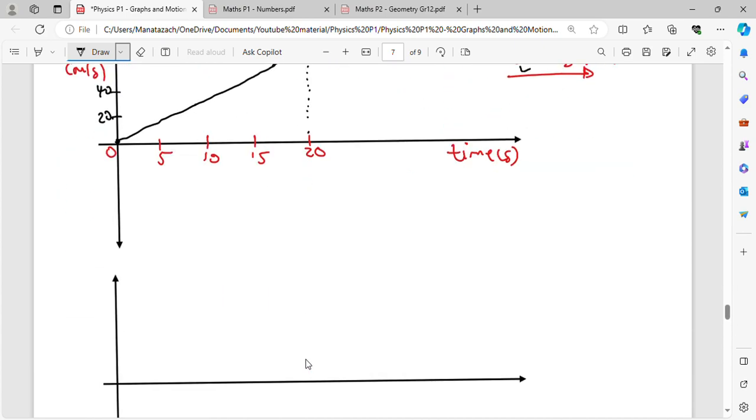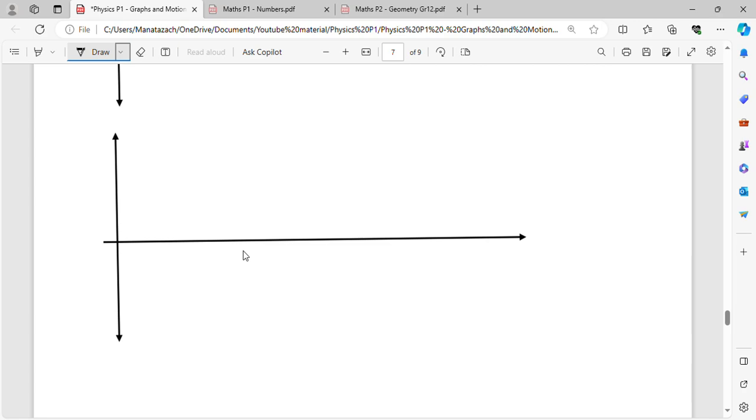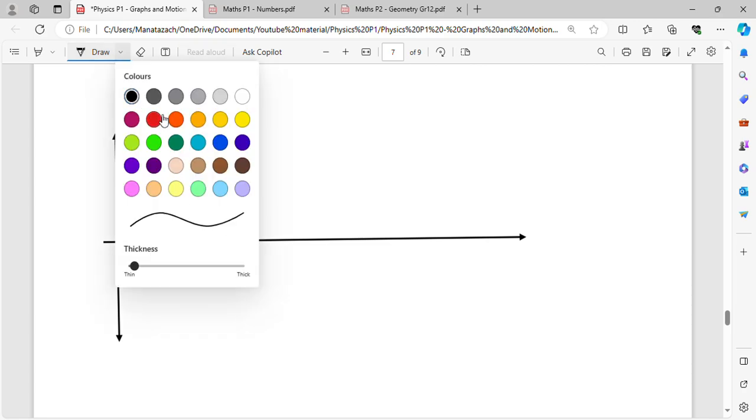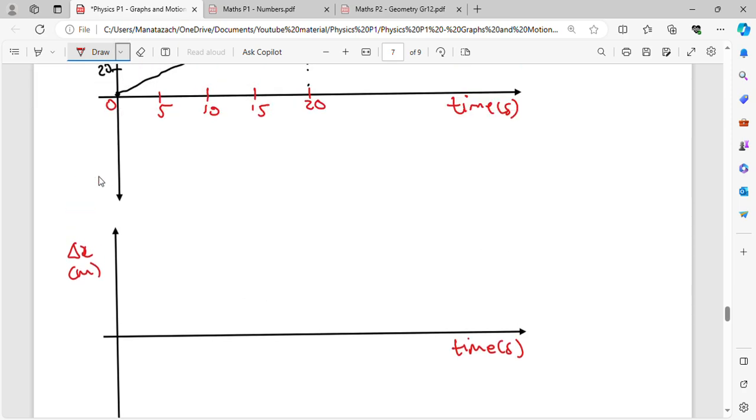Now let's move on to the displacement or position time graph. This is the time axis in seconds. Change in x for displacement is measured in meters. Our time never changes. So the time axis will remain the same.